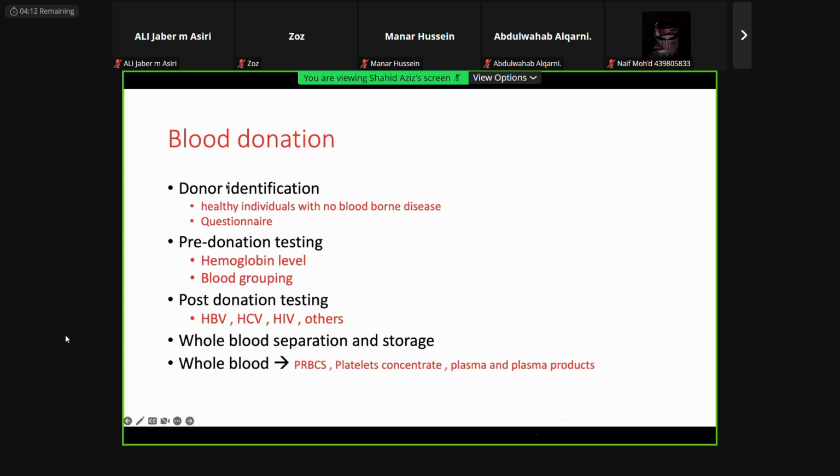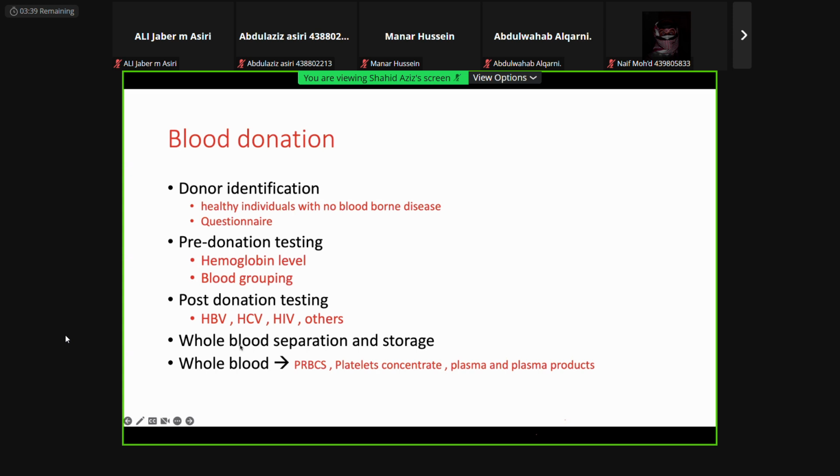For blood donation, you have to first identify the donors, who should be healthy individuals with no blood-borne disease. You may even ask them a questionnaire so that you rule out diseases before selecting them. Before you select them, you have to check their hemoglobin level by doing a CBC, and do their blood grouping according to the ABO-Rh grouping system. You have to rule out infections such as hepatitis B, hepatitis C, human immunodeficiency virus, HIV, or other transmissible infectious diseases.